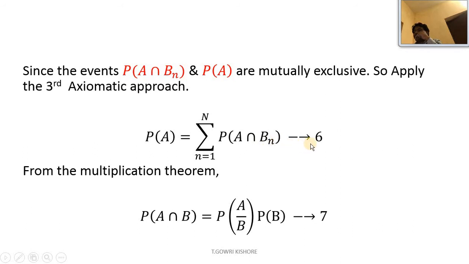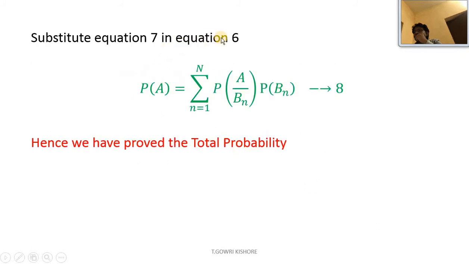So this one I am taking as equation number 6. From the multiplication theorem, as we know, probability of A intersection Bn equal to probability of A by Bn into probability of Bn. So this one is taken as equation number 7. Now I am going to substitute equation 7 in equation 6. After substituting I will get probability of A equal to summation n equal to 1 to n probability of A by Bn into probability of Bn. So this one I am considering as equation number 8. Hence we have proved the total probability.